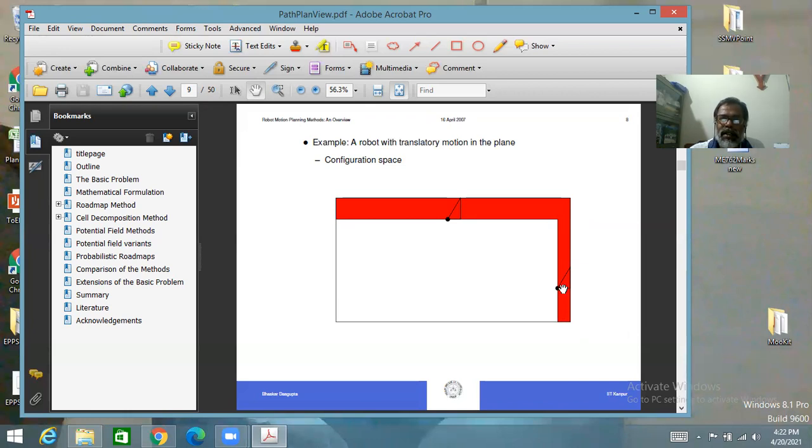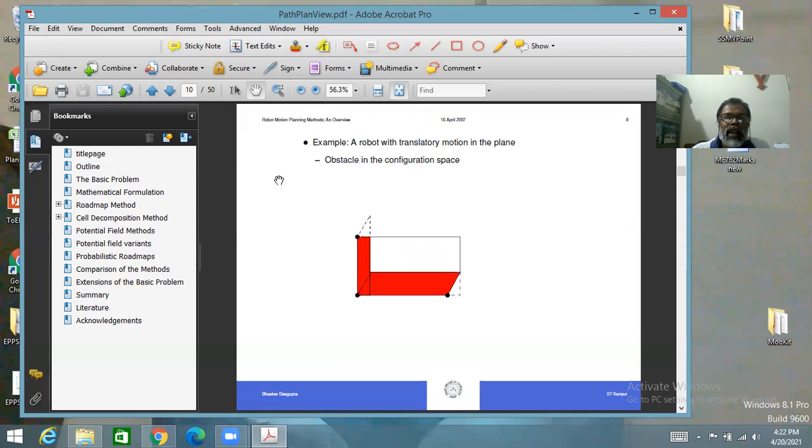So this little strip near the right boundary and near the top boundary is not available for the reference point of the robot. Not only that, some more. Because of this obstacle, this strip and this strip will not be available. On this side, everything will be available.